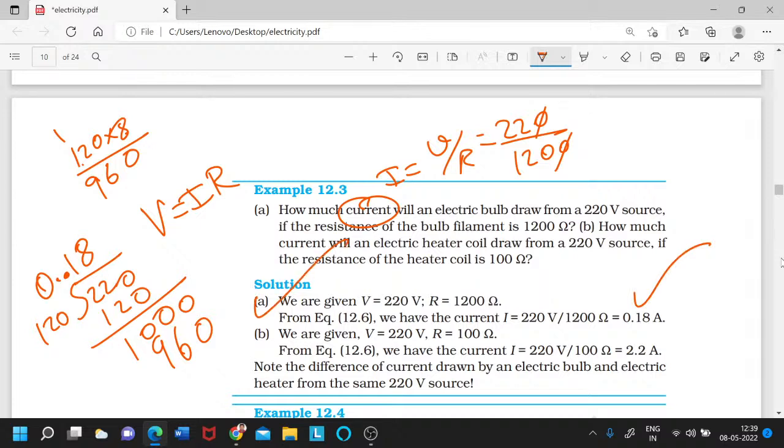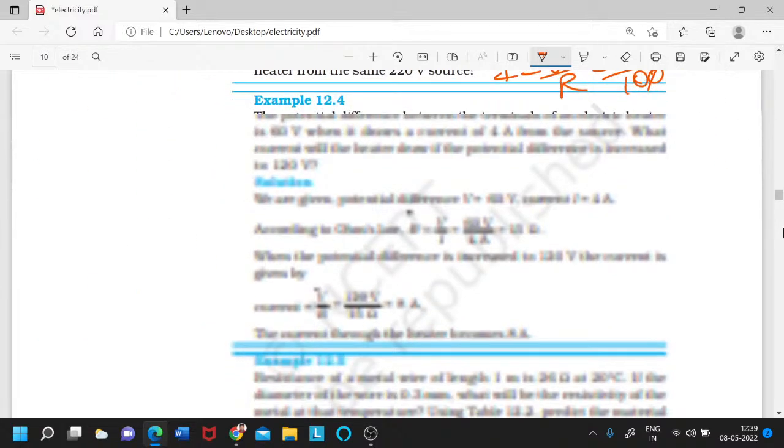That's the first answer. Second one also I. V is 220, R is 100. I is equal to V by R. 220 divided by 100 is 2.2 ampere. Okay. Next question.